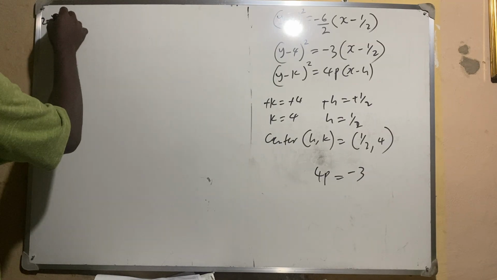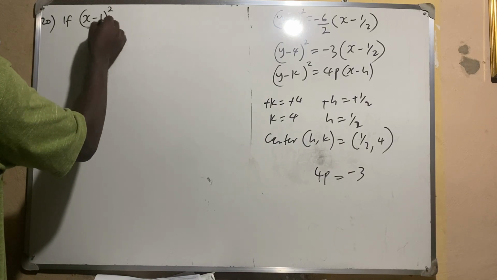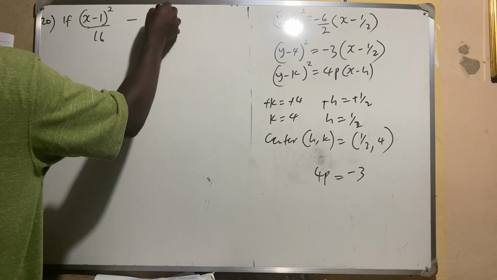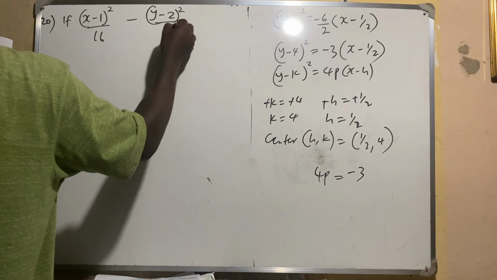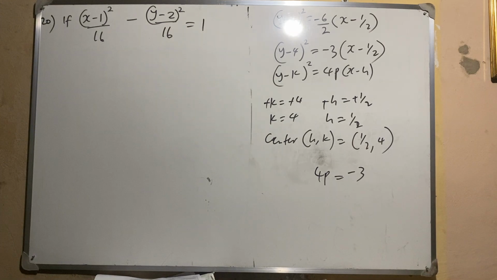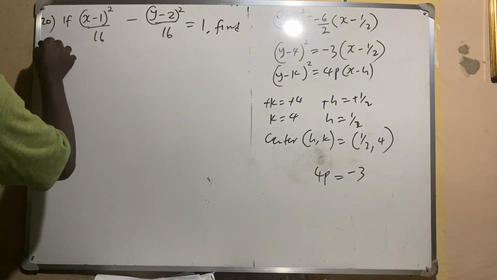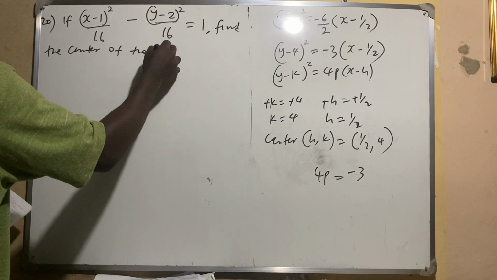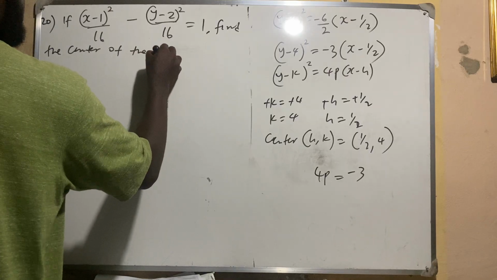Okay, so the last question here said if x minus 1 all squared over 16 minus y minus 2 all squared over 16 is equal to 1. Now then it says find the center of the hyperbola.